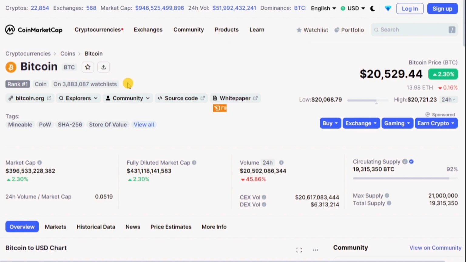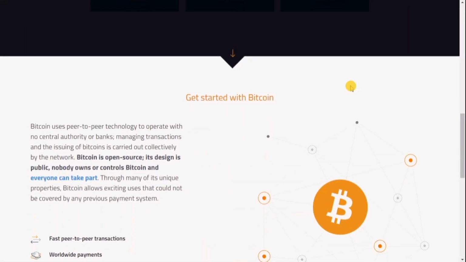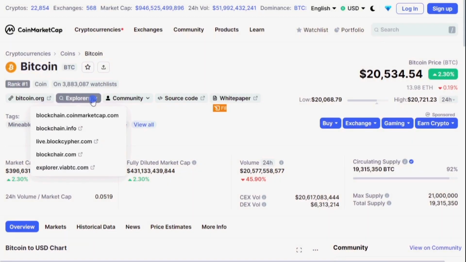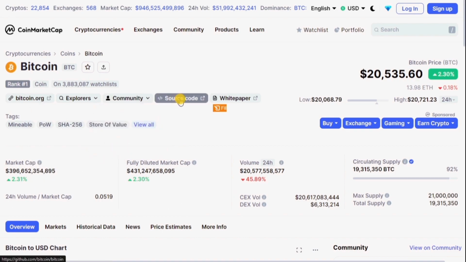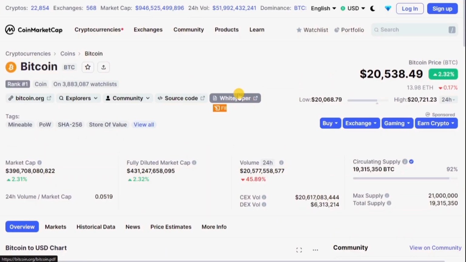Then we have bitcoin.org. Let's open it up and see what we can see. So this is the Bitcoin website, where there is everything all about it. You can just do some research for yourself. The next part, the explorers for Bitcoin, the community, where you can find answers to questions, tons of stuff about this cryptocurrency or any cryptocurrency. And then we have the source code. Let's open it up. What is it? And then coming back, the white paper.